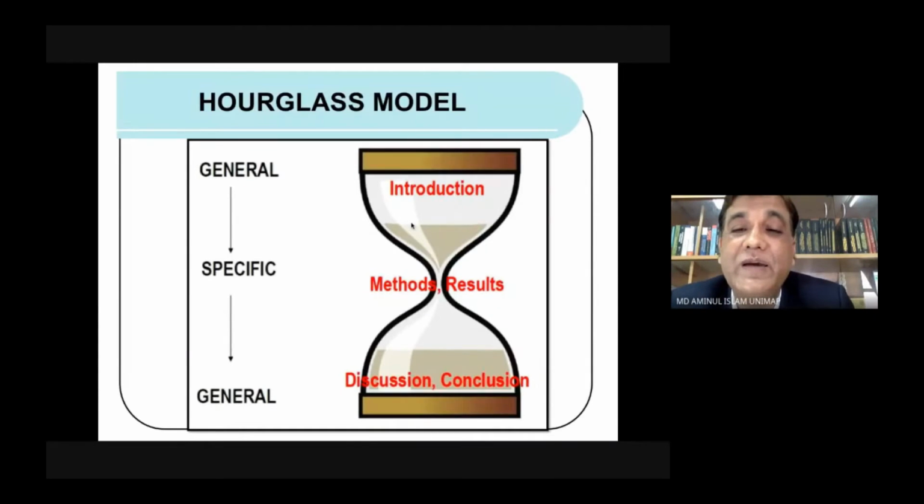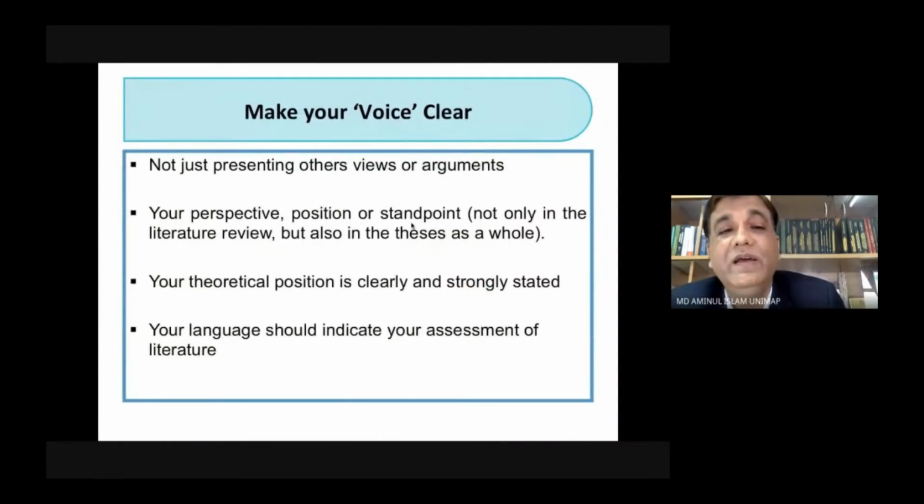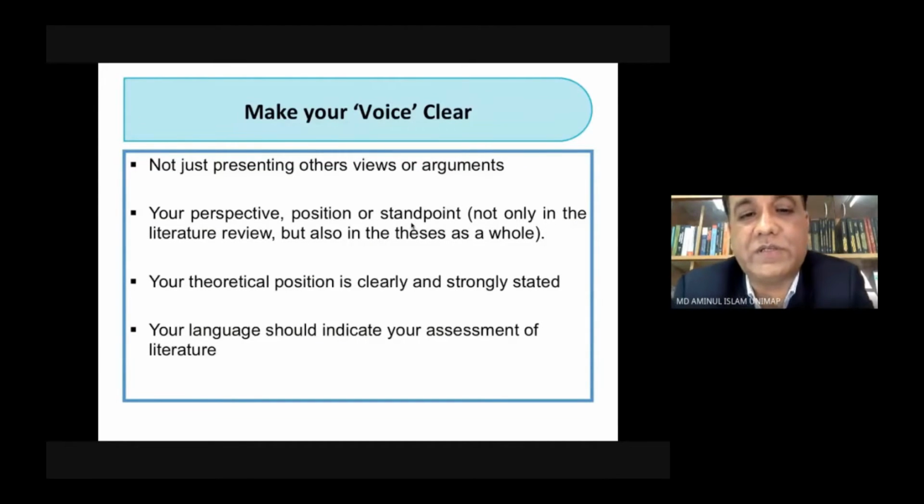Literature review, you have to have an overview first, and then you talk about citations from people and all the findings, but you have to have your own inference a lot, discussion a lot, and a conclusion from those findings of previous research. Now, you've got to make your choice clear, right? Your voice clear. You are not just presenting your views, arguments. Your perspective, your position, your standpoint is very important.